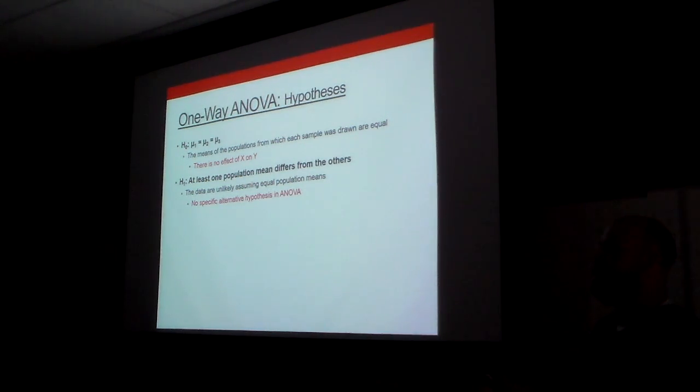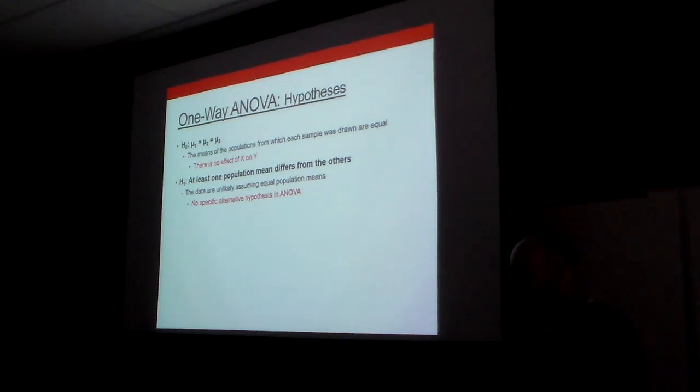Again, remember that we're talking about populations. These are different populations, right? Because they're different groups. They're at least different to some extent based on how we've categorized them. The question is whether these different populations differ in terms of whatever it is that we're looking for. Our null hypothesis says no. Our alternate hypothesis says at least one population mean differs from the others, okay?